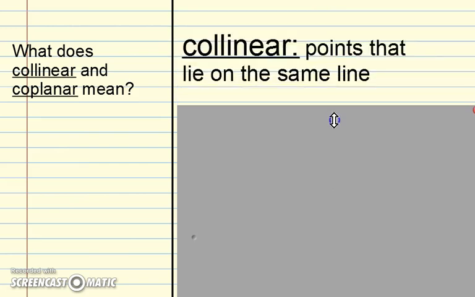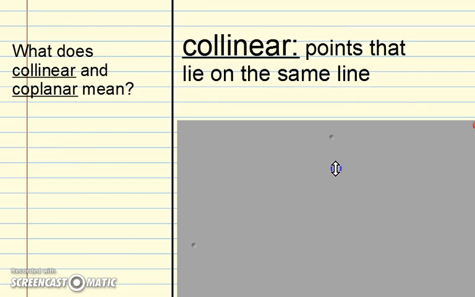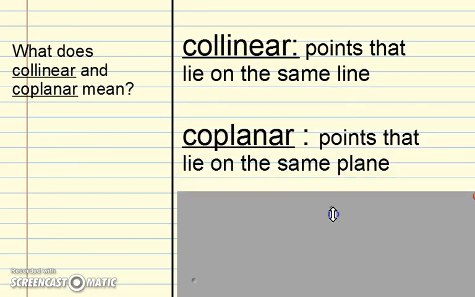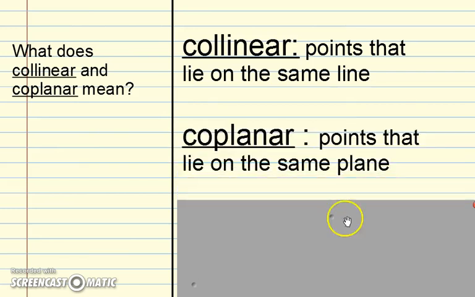So collinear is when we're talking about points generally. Collinear points are points that lie on the same line. There are more than one point on that same line. So what do you think coplanar means? Oh yeah, things that are on the same plane. Generally points. Points that lie on the same plane.